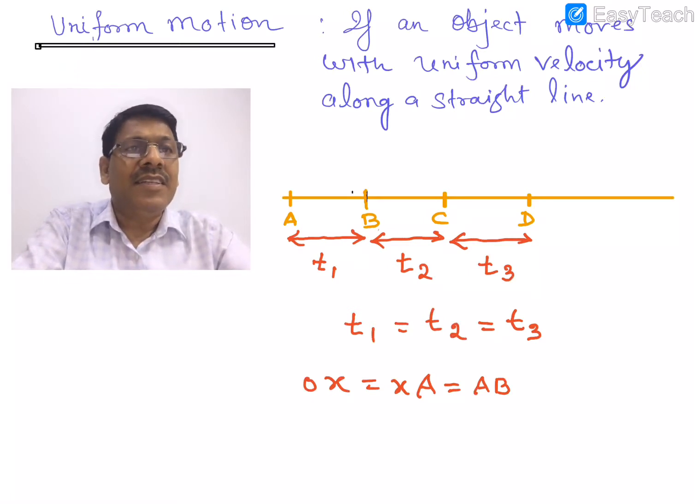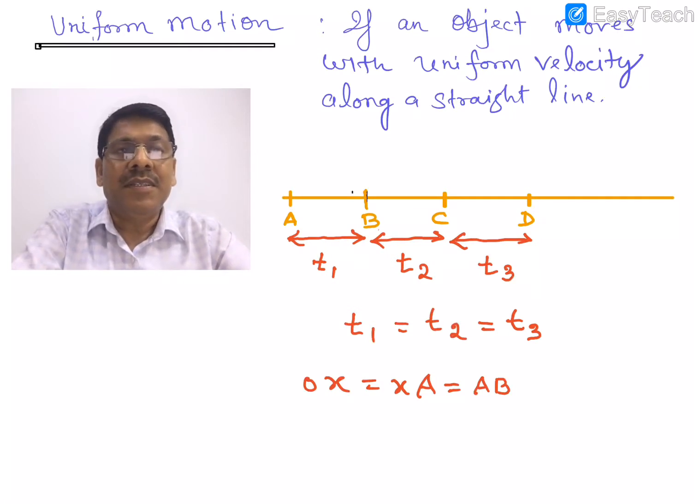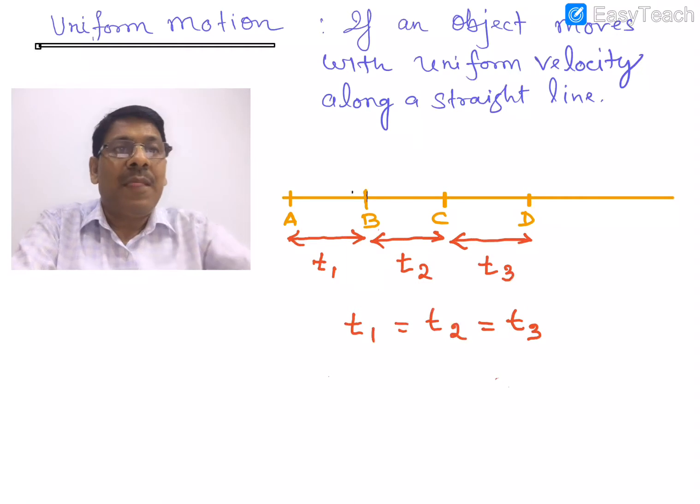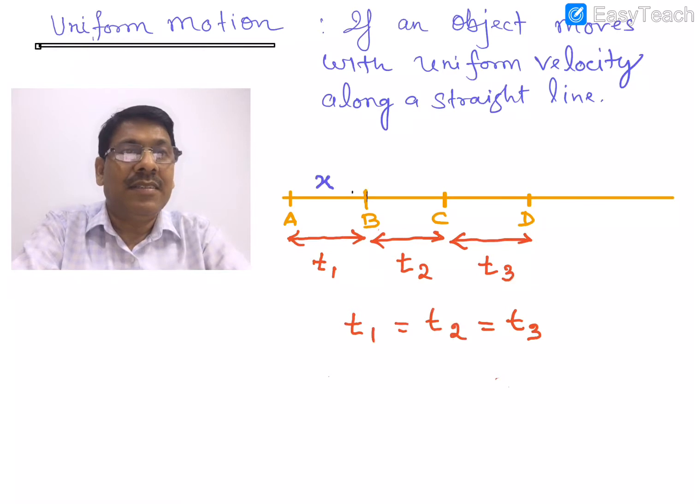Let us consider here the points A, B, C and D. These points are at equal distance, and that distance AB is x. BC is again x distance. CD is x distance.